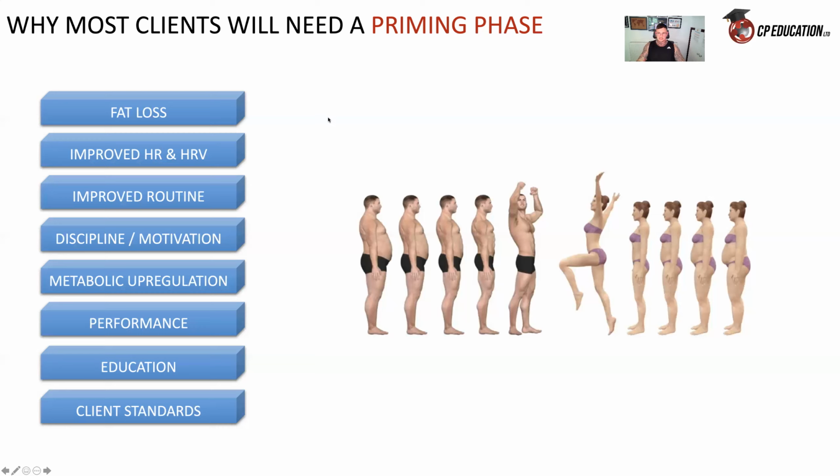So I would say the majority of clients that you take on, unless they are under eating, will need at least a 3 to 4 week priming phase on all these markers: reducing fat, improving heart rate variability, getting the routine in place. Because once you've got this, you've got a regimented client, a loyal client, and someone you can take to a very good place.